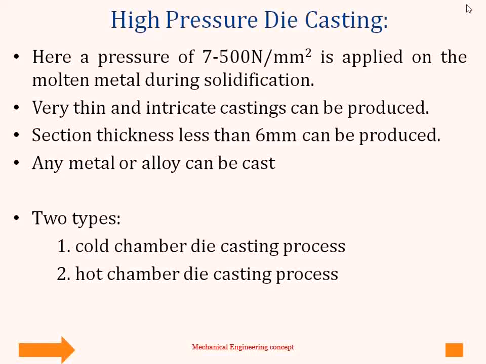High pressure die casting. Here, a pressure of 7 to 500 Newton per mm square is applied on the molten metal during solidification, as against 1 Newton per mm square used in low pressure die casting. Very thin and intricate castings can easily be produced, sections with thickness less than 6 mm can be produced, and any metal or alloy can be cast. Now in high pressure die casting you have two different types. One is the cold chamber die casting, and the next one is the hot chamber die casting.